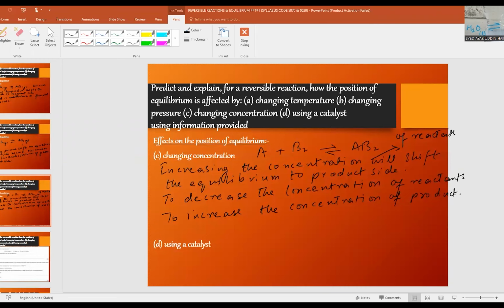There will be no effect of catalyst on the direction of equilibrium. This is because catalyst increases the rate in both forward and backward directions.